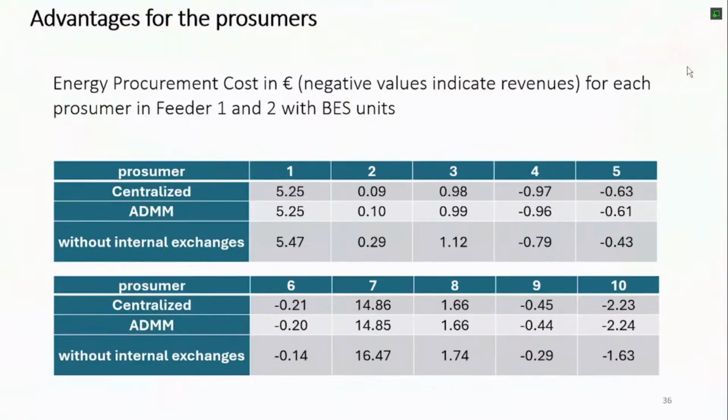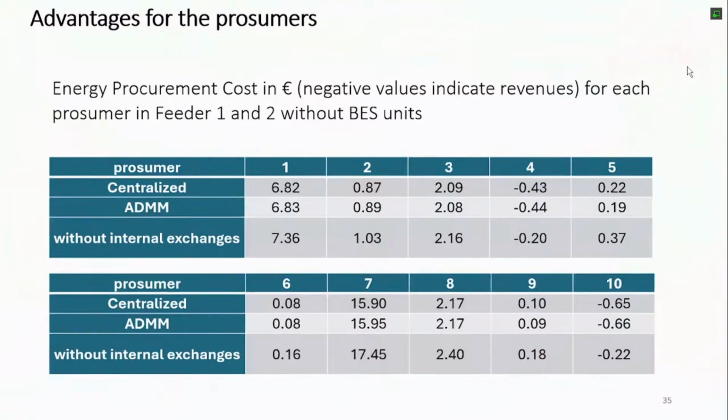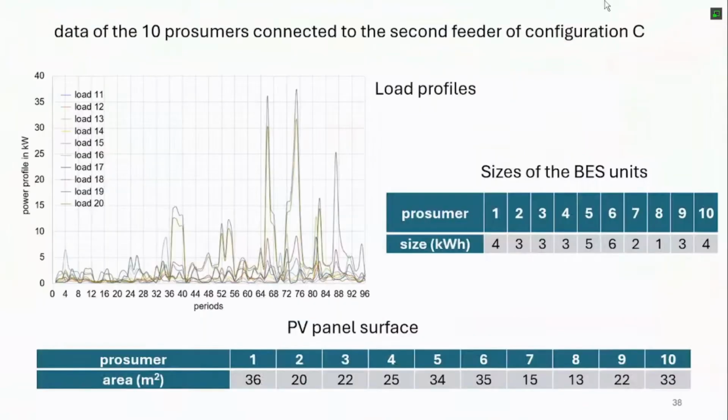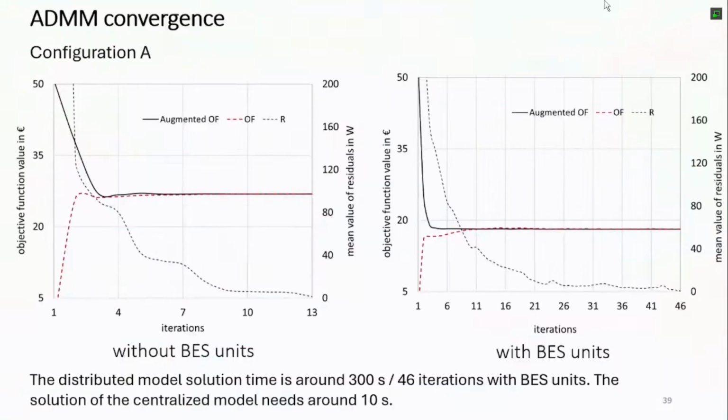This is the same idea with the batteries. This was without batteries, this is with the battery. We have also analyzed the scalability of this method, so not only 10 prosumers, but also a single feeder or a double feeder like this. And okay, the same data as before.